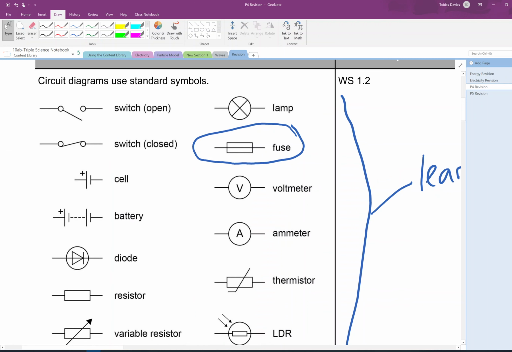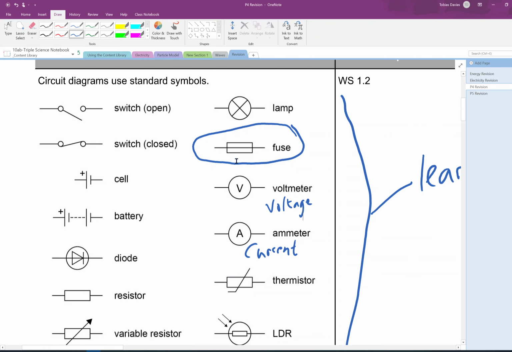But chances are you'll already know switch, open and closed, a lamp, cell, a battery, which is more than one cell working together, voltmeter, which is just the V in the middle of a circle, and ammeter, A in the middle, so the meters, the V and the A, they're pretty straightforward. Ammeter is used for measuring current, and voltmeter for voltage or potential difference.